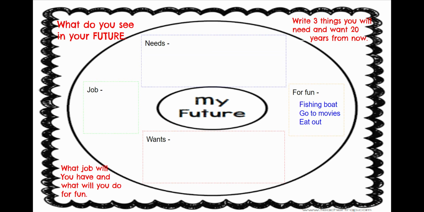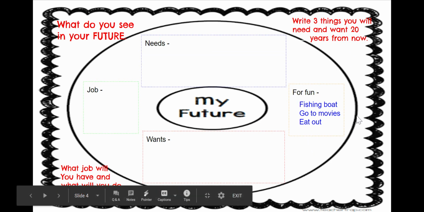Or maybe for fun, you're like, oh, I want to be able to go to the movies. I love getting to go to the movies. And I think as an adult, it's going to be all kinds of great movies I can go see. Or maybe it's simply something as easy as eating out. I love it when my family gets to eat out. When I'm 28 years old, I want to eat out a lot for fun.